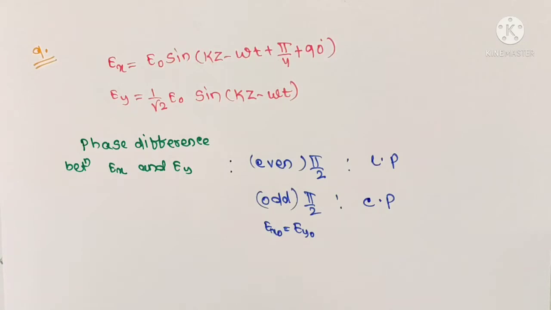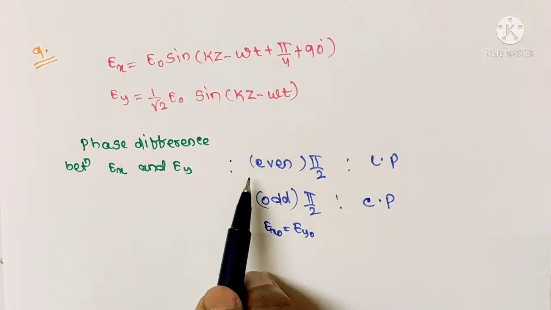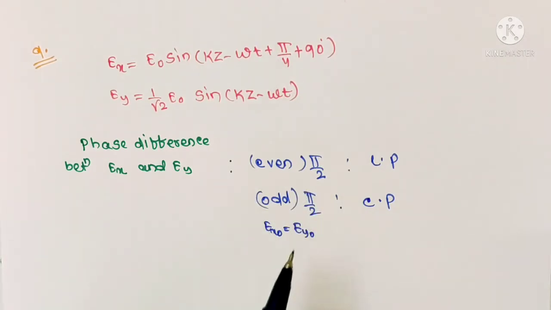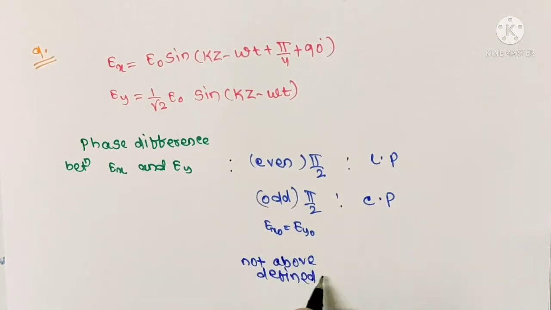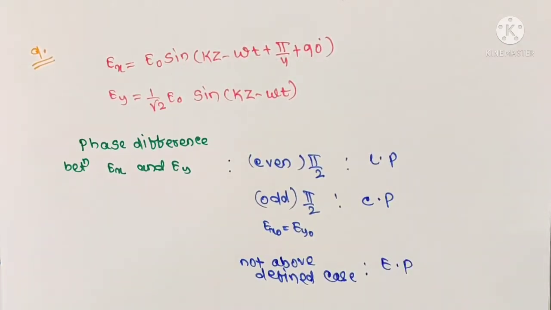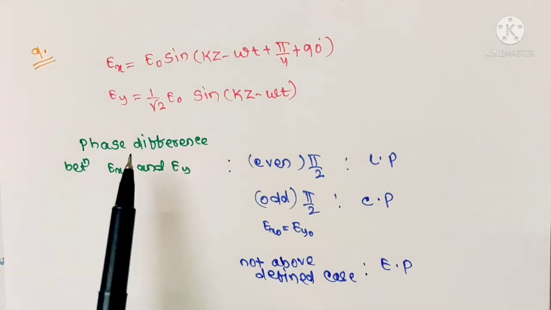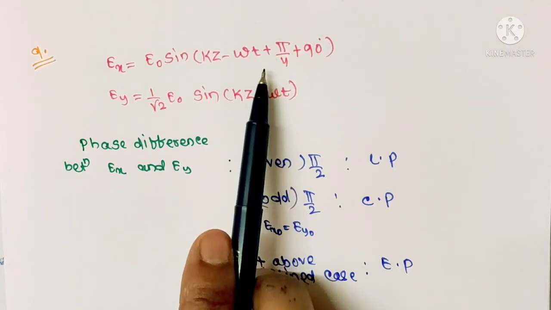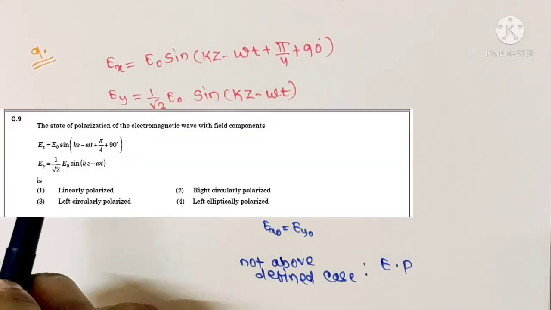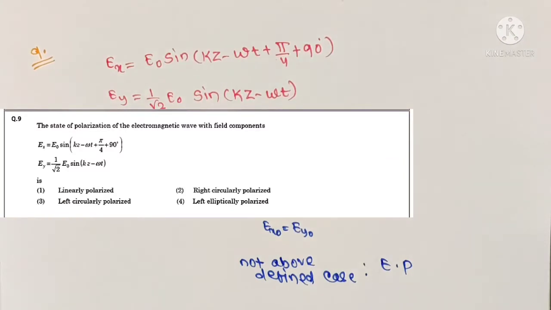If the phase difference is not in the above cases, not even multiple of pi by 2 and not odd multiple of pi by 2, and amplitudes are also different, then the wave will be elliptically polarized. So we can see here the amplitudes are different, and the phase difference is 90 plus pi by 4. This electromagnetic wave will be elliptically polarized light. So your correct option is option 4.